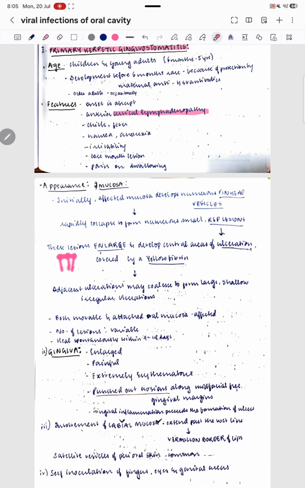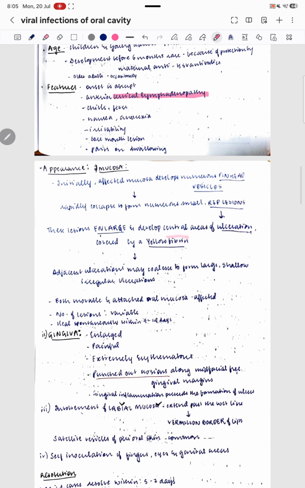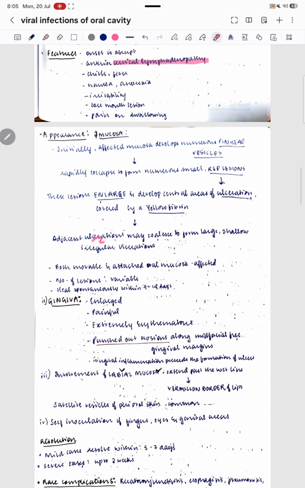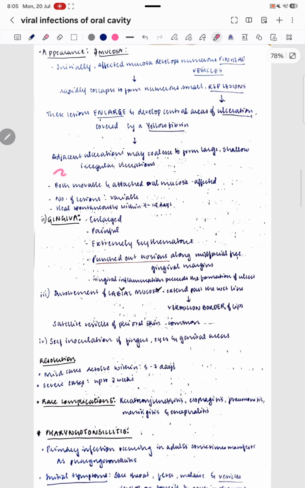These collapse to form numerous small red lesions, and these lesions enlarge. Basically they enlarge, and this develops into an area of central ulceration covered by a yellow layer of fibrin. Now the adjacent ulcerations may coalesce to form large, shallow, irregular ulcerations. So ulcerations which are next to each other may coalesce to form a larger ulceration.